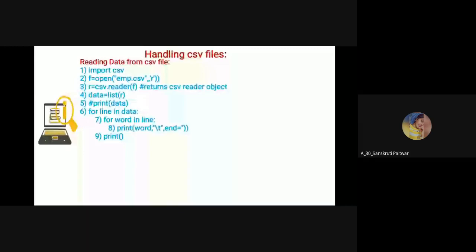Okay, so for line in data, then for word in line, print word. So we are printing each word of that particular line, and with the print statement the data will be printed line by line, or each row will be printed once. So for that purpose, we have written the print statement at line number 9. So in this way, you can read data from CSV.